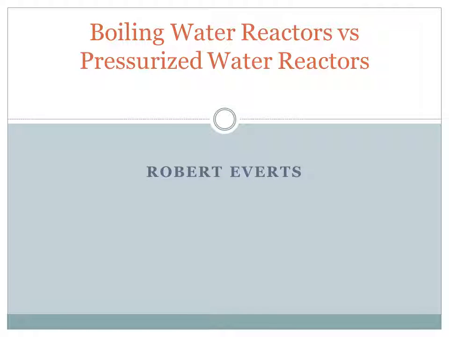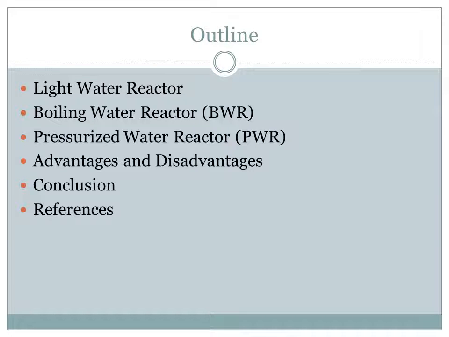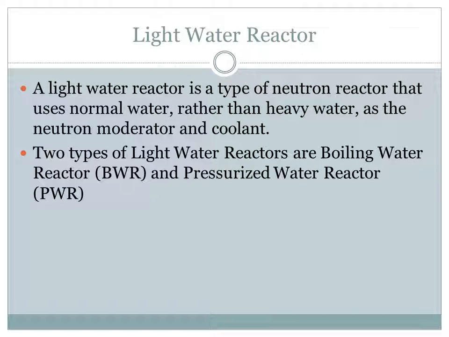Hello, my name is Robert Edwards, and today I'll be discussing the two types of light water reactors, boiling water reactors and pressurized water reactors. Here's a quick outline. First we'll look at the definition of light water reactors, then we'll look at the two types, boiling water reactors and pressurized water reactors, the advantages and disadvantages of both, conclusion, and references.